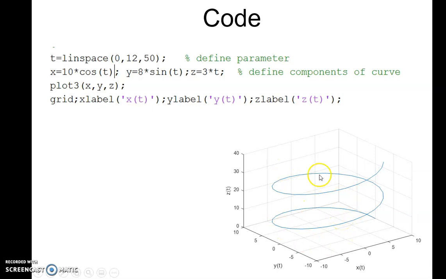Once you've got your plot window up, you can grab it and move it around and look at it from different vantage points. But the command is just plot3. You give it your x, your y, and your z, and then you use the same things to label it. I put a grid on it, and that puts a grid in the 3 planes. That helps your eye visualize it. And then I just put x of t, y of t, z of t as my x, y, and z labels.